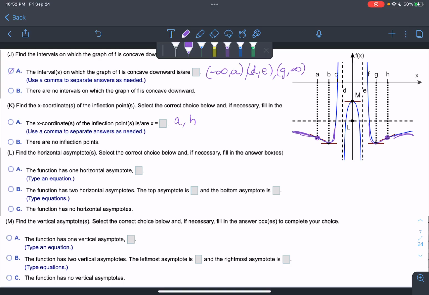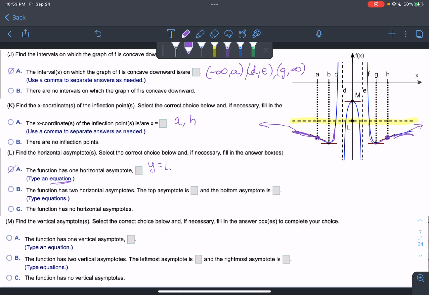All right, so now we want to look at horizontal asymptotes. So we have one and it occurs right here. Right, because it seems like the end behavior as this function goes on, it approaches that line. And so we have to type an equation, so that's going to be y equals L. That forms my horizontal asymptote.